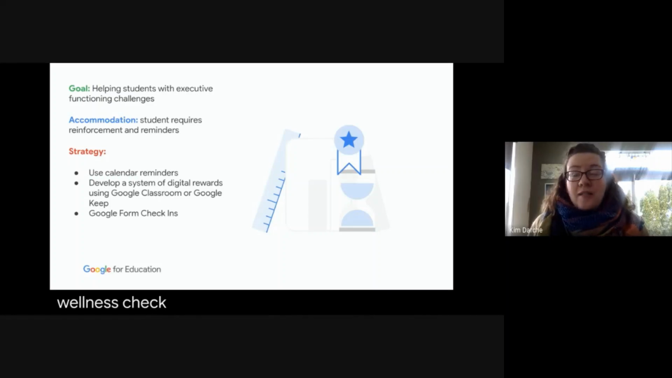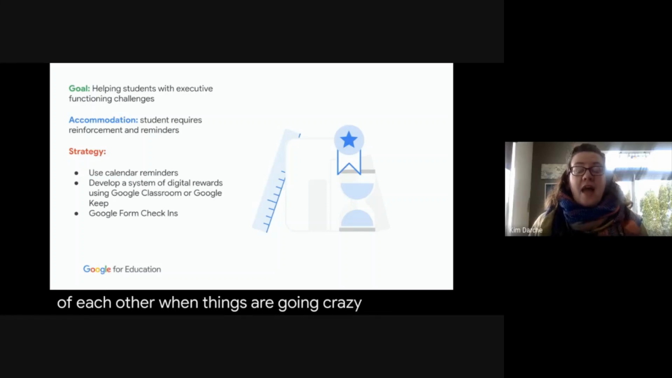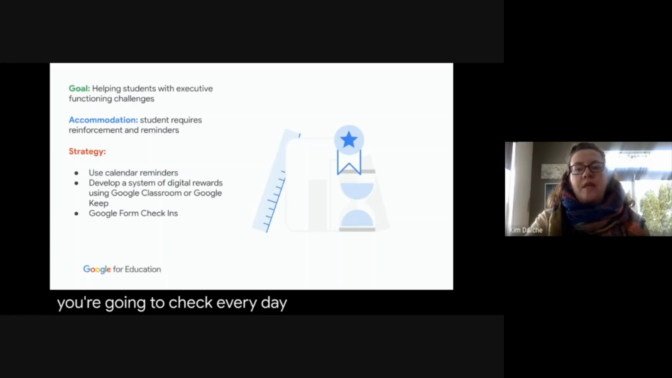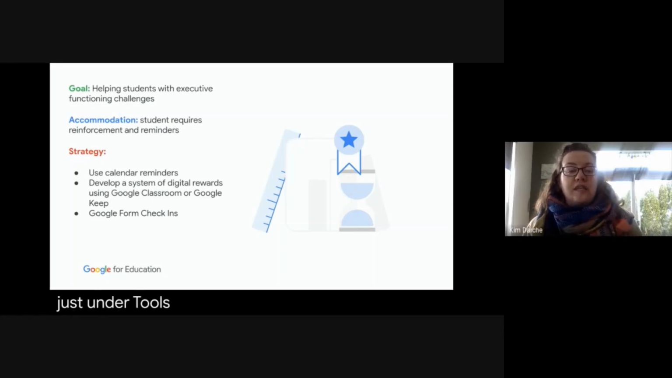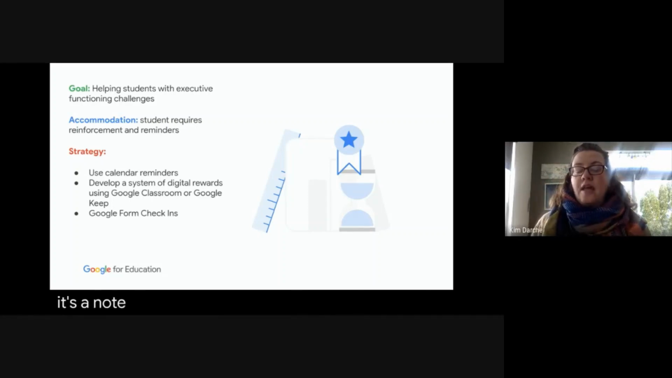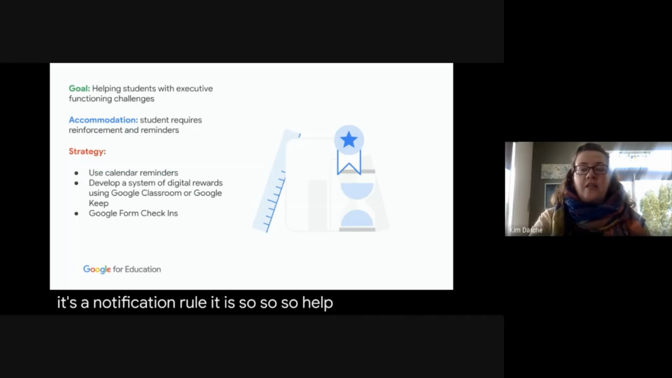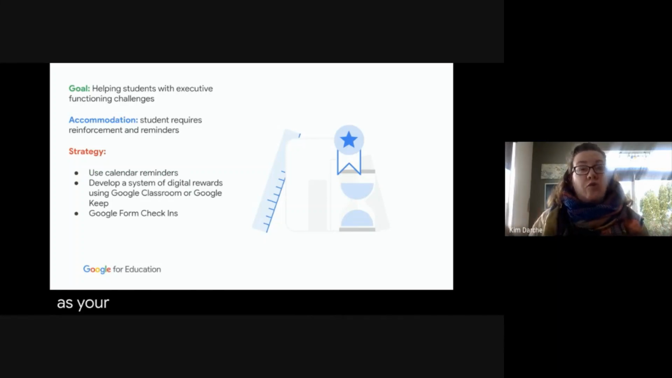Lindsay and I always do wellness checks on each other when things are going crazy. Do you need a wellness check? And maybe it's not a form or a sheet you're going to check every day, but you can set up email notifications, and it's pretty simple. It's really just under tools when you're in a Google Sheet, and it's a notification rule. It is so, so helpful, especially as your digital workflow is going to grow and grow and grow over these next couple weeks.